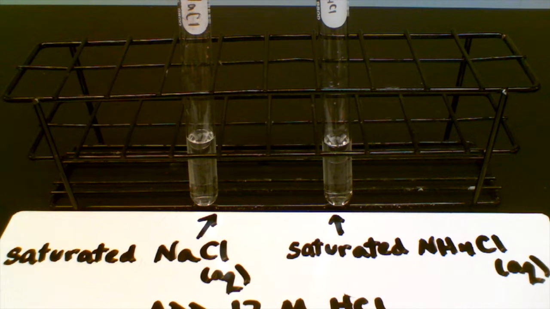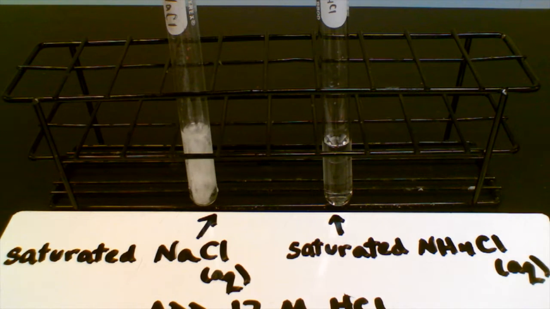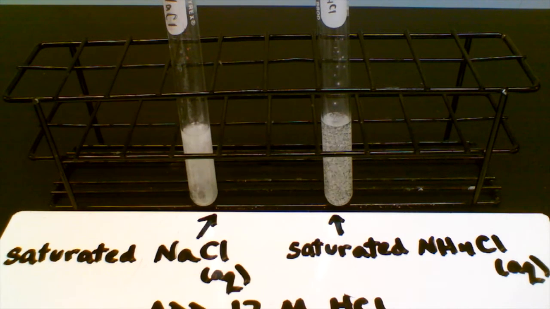For part A of our experiment, we will be adding a very concentrated 12 molar hydrochloric acid into a saturated NaCl solution and a saturated NH4Cl solution, and we will observe the results. You can see the reaction in both test tubes, that a white solid was formed in each.